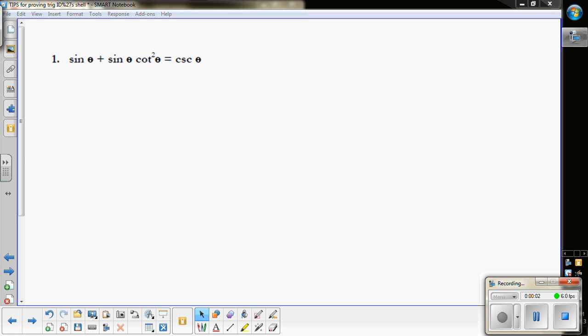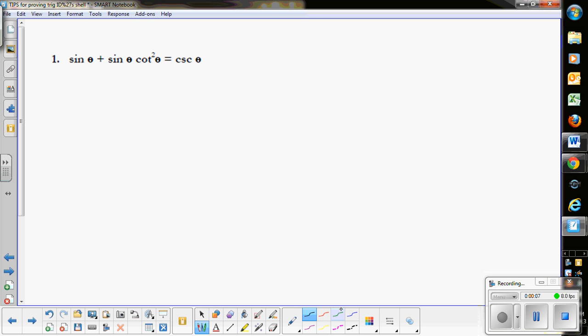Hi, this is the second lesson for Unit 5, and in class we started talking about what proving trig identities was, and we went through some tips for proving trig identities. The idea, as we discussed in class, is that we want to try to show that one side of the equation is equivalent to the other side.